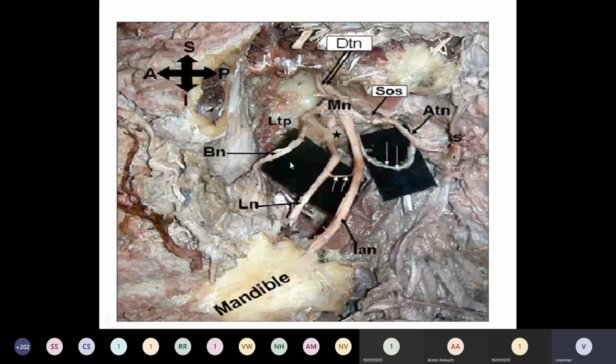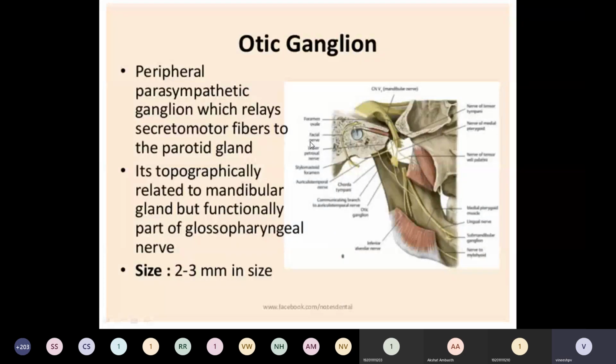The anterior division is quite difficult to get. Only the buccal nerve we can see properly here, and all the smaller branches, as we dissected out all the muscles, are quite difficult to see. So that much about the mandibular nerve. At the end of the class, I will show you how to draw this mandibular nerve also.